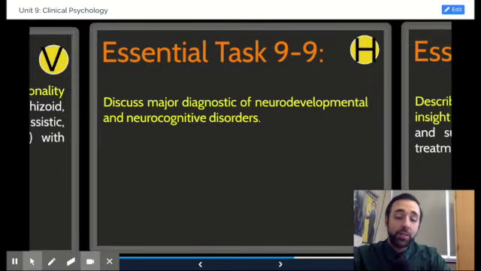As you just saw, the Essential Task has only one box. You could hold this horizontal, vertically, whatever way you prefer. But these are the last two disorders for our understanding.